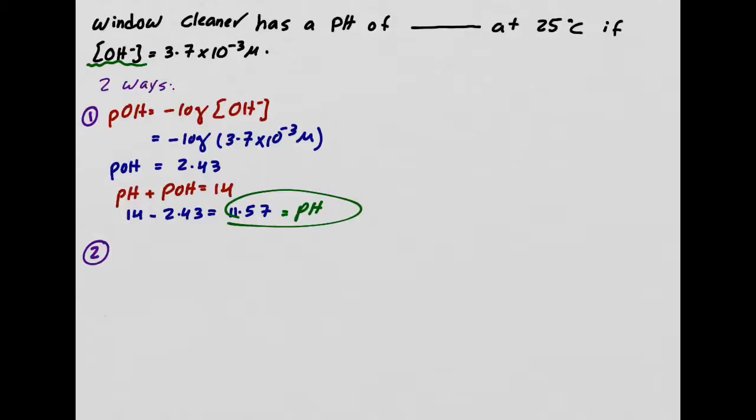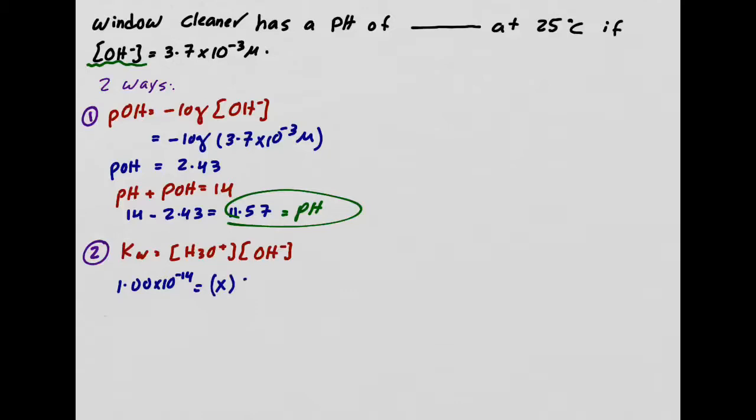For pH, you need hydronium concentration, right? And you don't have hydronium concentration, but you have hydroxide concentration. Well, there is a way to figure out the hydronium concentration, and that is Kw, because Kw is hydronium concentration times hydroxide concentration. And I have the Kw, that's a constant, right? I have the hydroxide, and I can figure out the H3O plus.